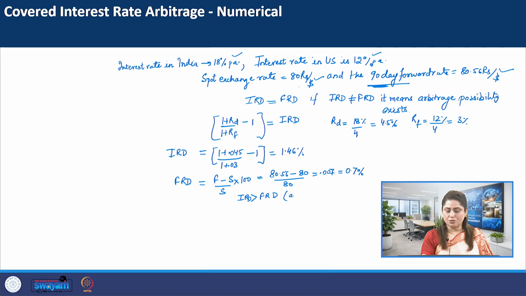So in this case we see that the interest rate differential is greater than the forward rate differential, and hence the arbitrage process can happen. In the arbitrage process, what we have to do is take the advantage. And what is the advantage here? The interest rate advantage. Now how are we going to take this interest rate advantage?